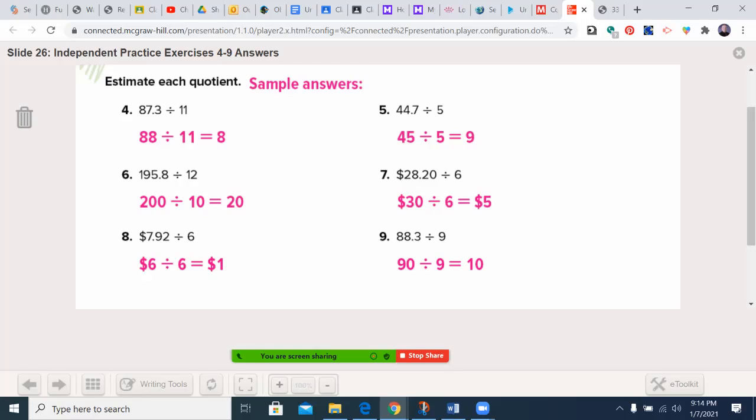Number 7, 2820 divided by 6. 6 goes evenly into 30, so I'm going to use compatible numbers there, and I get $5. Number 8, 792 divided by 6. So something that 6 goes evenly into, and in fact, 6 is the best choice there. So 6 divided by 6 is about $1. And 88.3 divided by 9. 88.3 is pretty close to 90. 90 divided by 9 is 10.